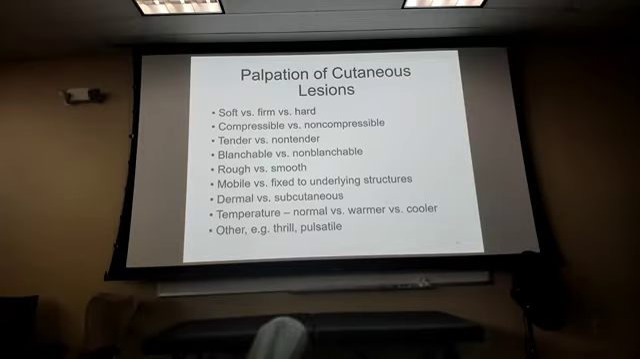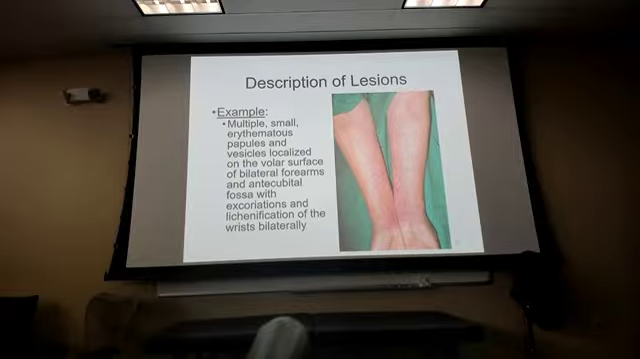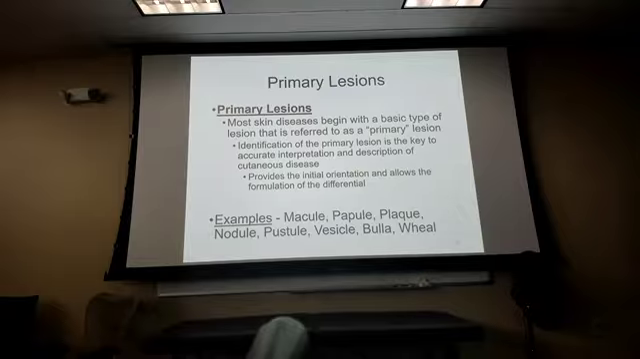So here is an example of that. Multiple, small, erythematous papules and vesicles localized to the volar surface of bilateral forearms and antecubital fossa with excoriations and lichenification of the wrist bilaterally. So that's a wonderful way to say he's got some stuff on his forearms that doesn't look awesome, right? So we're not going to say that, we're going to say all of the wonderful stuff that's up there.